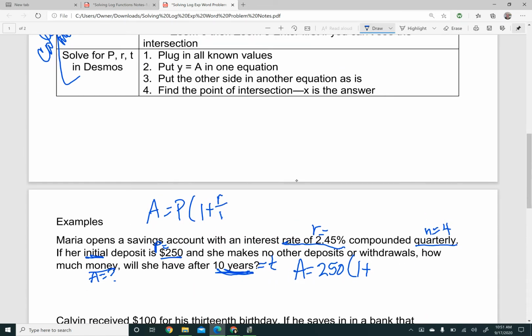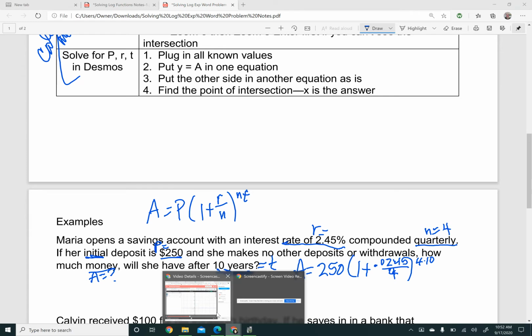R over N raised to the N times T. Okay, so R is 2.45. Well, that's 0.0245. N is 4, and 4 times 10. Now, because we have A equals, that means there's no variables here. So it's something equals this. So this is all numbers, so we can take all these numbers and plug them right in our calculator. So we're going to put this right in our trusty calculator.